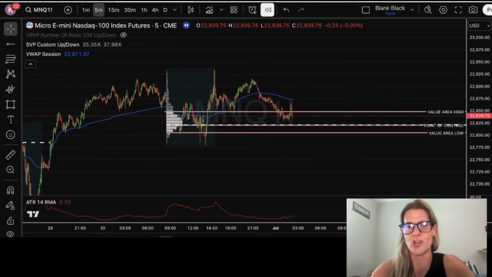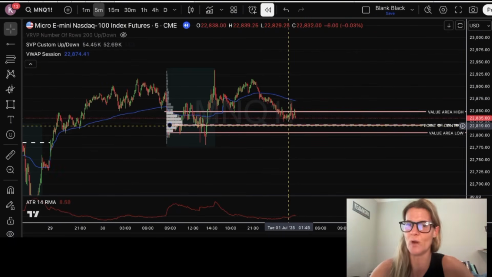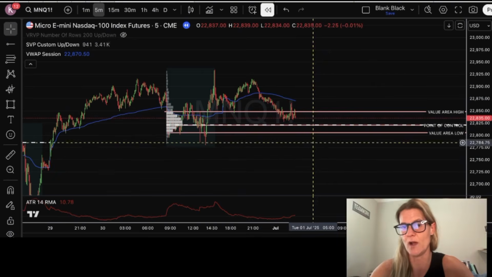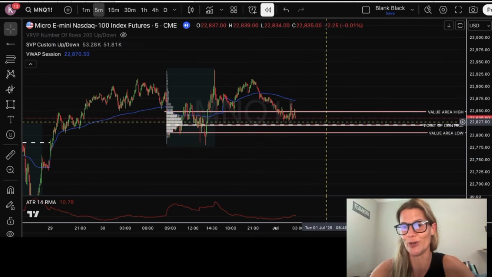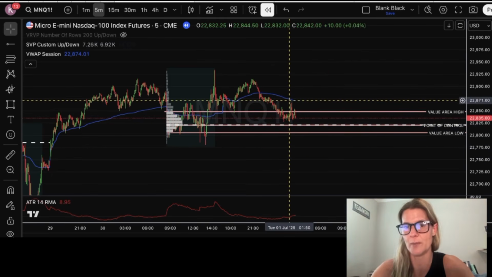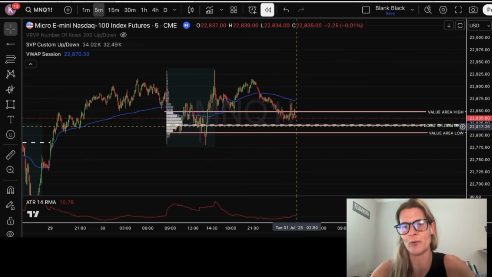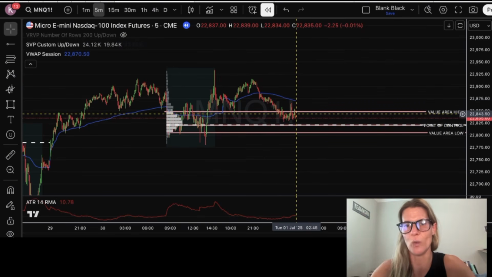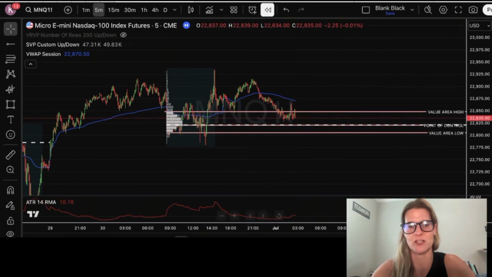Right now we're chopping around in between the point of control from yesterday, and we're below VWAP. So if it breaks below VWAP, then we can definitely look for shorts. If it breaks below the point of control, we can definitely start looking for shorts because we are below VWAP. If we're below VWAP, I like to take shorts. If we're above VWAP, I like to take longs. So below VWAP, but still above point of control. We've got to figure out who's going to take control here. If we get above VWAP, then we can possibly look for longs.